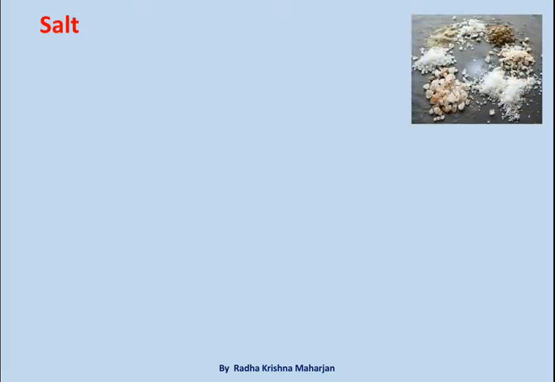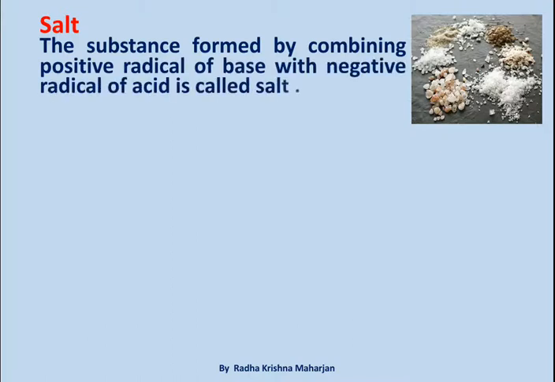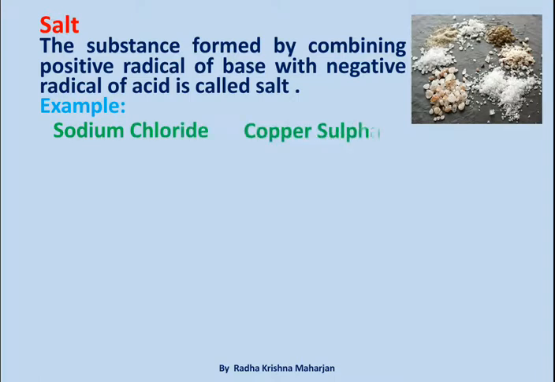Salt. The substance formed by combining positive radical of base with negative radical of acid is called salt. Example: sodium chloride, copper sulfate.